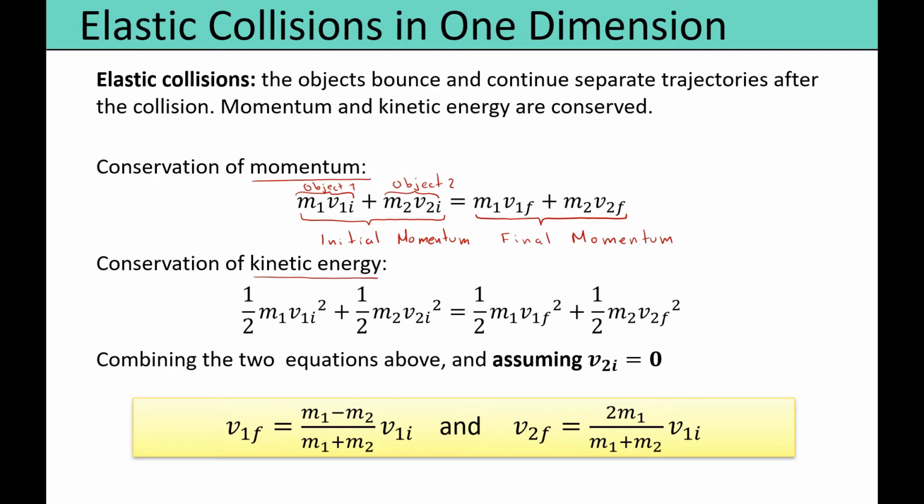Since kinetic energy is conserved as well, when we add the initial kinetic energy of object 1 and the initial kinetic energy of object 2, we get the total initial kinetic energy, and on the right side an equivalent expression for the total final kinetic energy.